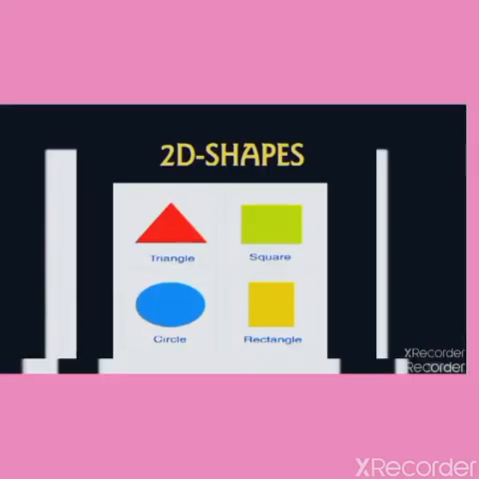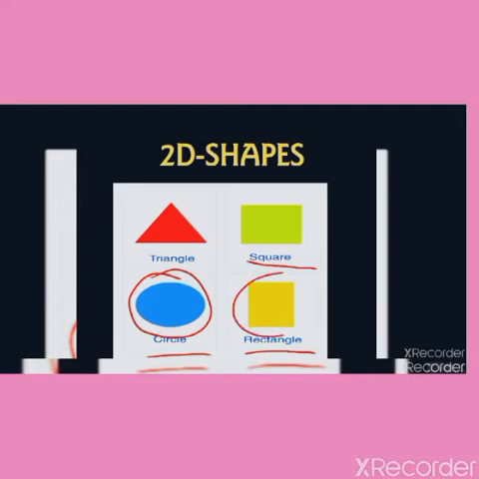So students, I hope you all understand what is meant by flat shapes. That is your triangle, this one is your square, this one is your circle, and this is your rectangle. Understand? Circle, you all know. Also the rectangle, the square, the triangle, and even one more thing, oval and star, you have all learned before. These shapes are known as 2D shapes, or flat shapes.